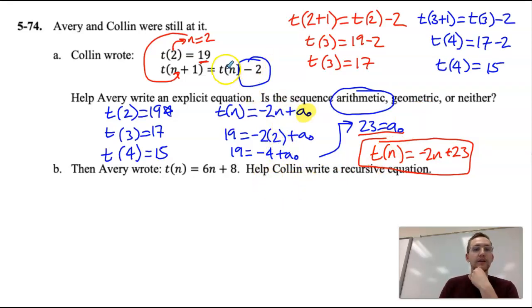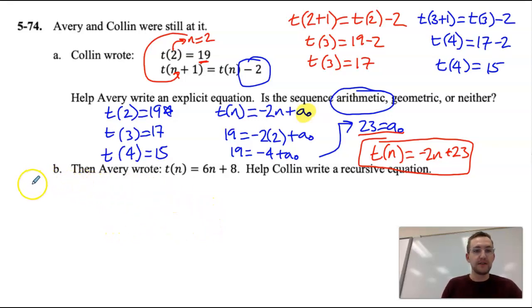So now Avery wrote t of n is equal to 6n plus 8. And we want to write the recursive situation. So like we kind of noticed here, in our recursive situation up on the top, t of n plus 1 is equal to t of n minus 2. That minus 2 ended up being our difference. So if we can find the common difference in our t of n equation, then I think we can find what our next term is going to be pretty easy from there.